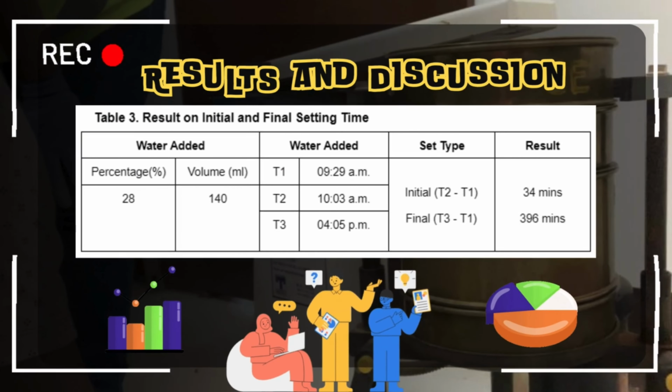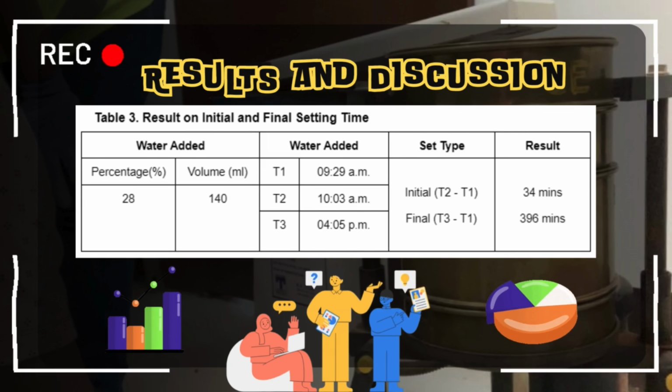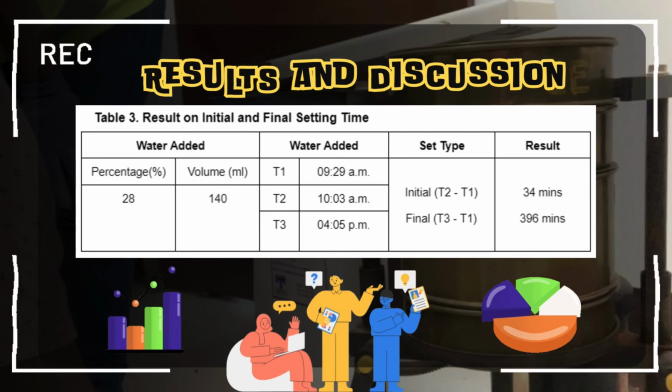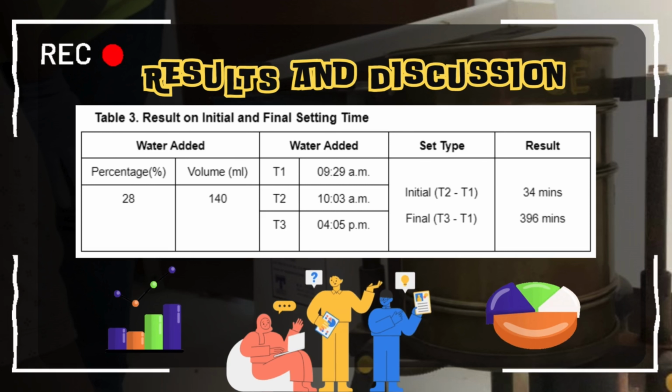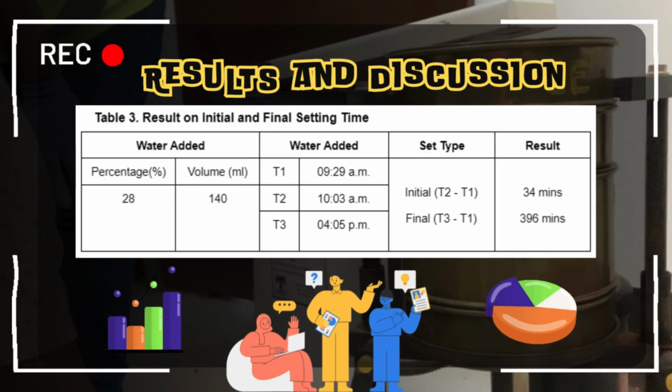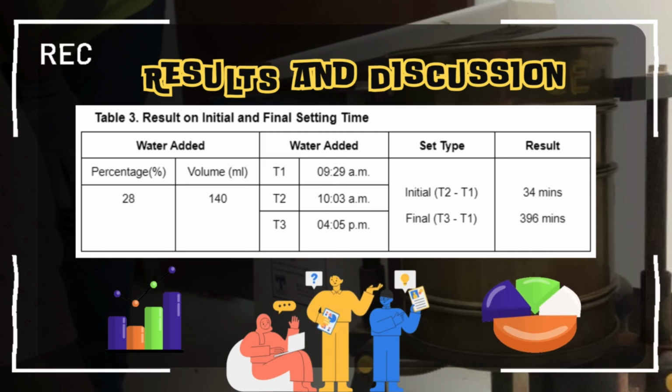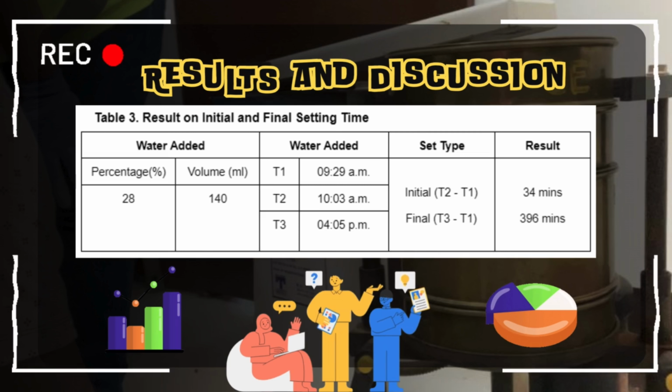From the results, the data indicates the time at which the cement initially hardens and the time when the cement paste has sufficiently hardened. With a 28% water percentage added in the 500 grams of cement, the created cement paste has an initial setting time of 34 minutes and a final setting time of 396 minutes. The time it starts to harden is faster compared to the specified standard of cement. Factors could be the ratio of water and cement. This could also be because of the condition of the cement or the surrounding temperature when it was performed.